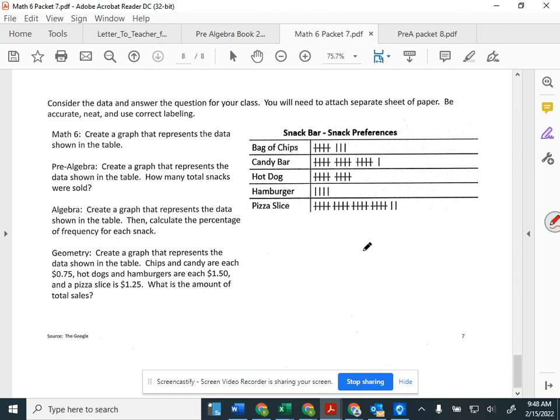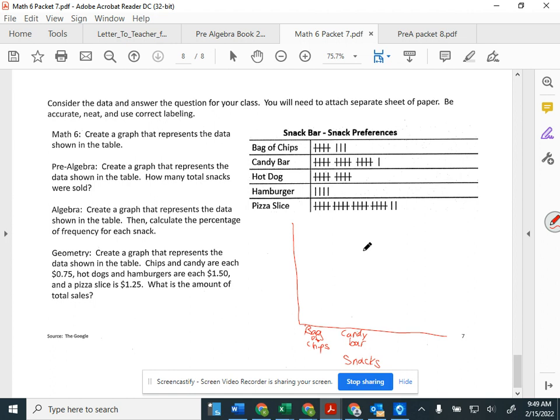So you need to represent. Remember, when we are making a graph, you need to label. So down here, you would want to label bag of chips, candy bar, and we want to put, what are all these things? These things are our snacks. So we're going to put the snacks on the bottom. You should put your title for the snacks.